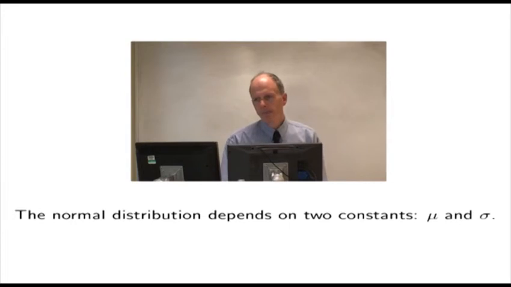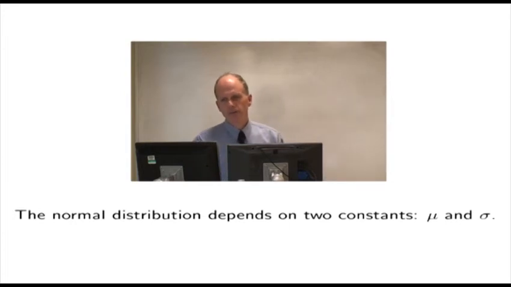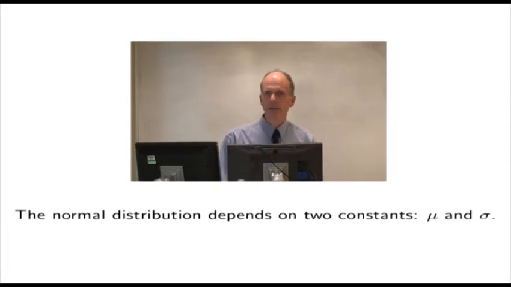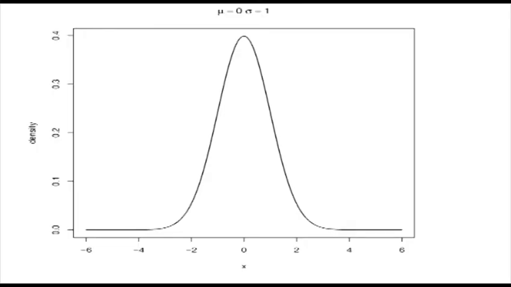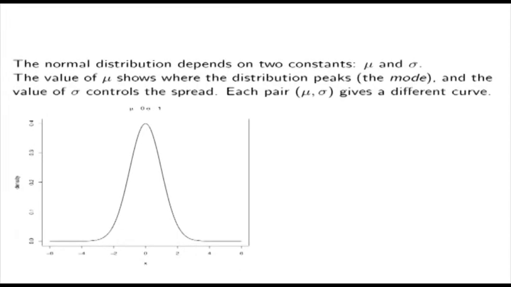So what are the properties of the normal? Well, the normal distribution depends on two numbers, two constants. And we use Greek letters for these usually. So the first of these, mu, is a Greek m, and the second one, sigma, is a Greek s. And the value of mu shows where the distribution peaks. So here's a picture of the normal distribution, and this has a peak at the value 0. And so in this case, mu is 0. So the value of sigma controls the spread.